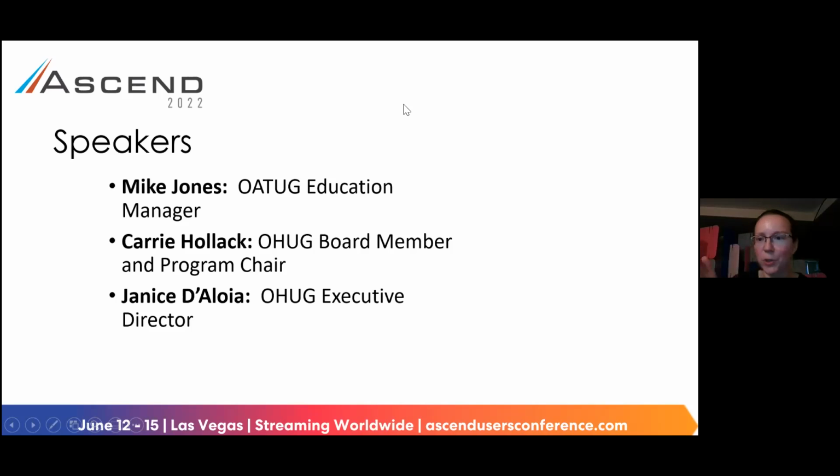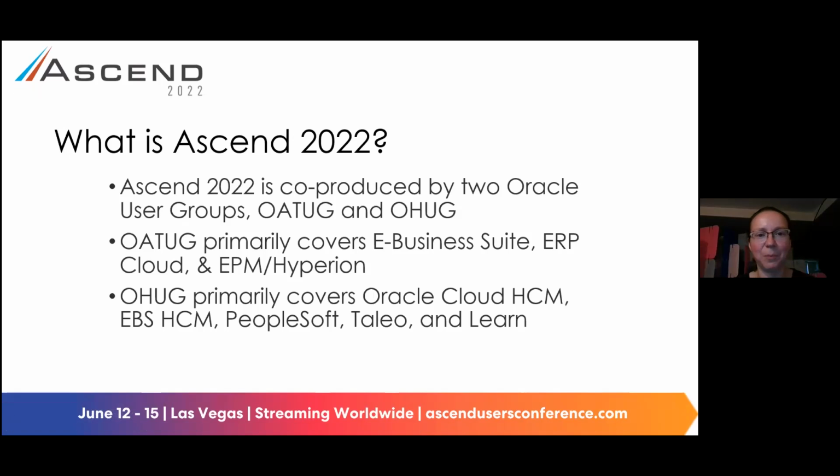Well, we've done intros already, so these are the folks that you've got today. I'll move on to what is Ascend. So I'll kick us off and then turn over to Mike. So we mentioned that Ascend 2022 is co-produced by two Oracle user groups. So we are the premier application user groups, OATUG and OHUG. Mentioned that we cover a broad variety of both product lines and functional areas. Mike will get into that a little bit.